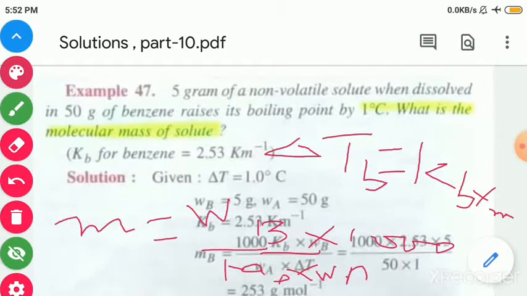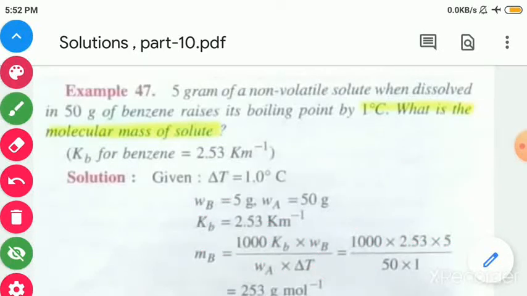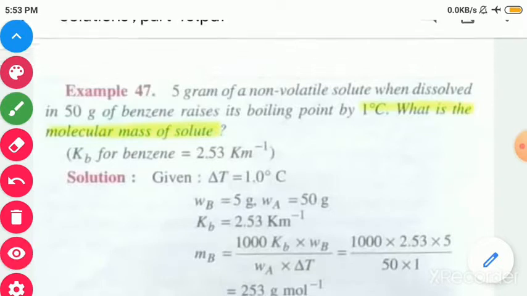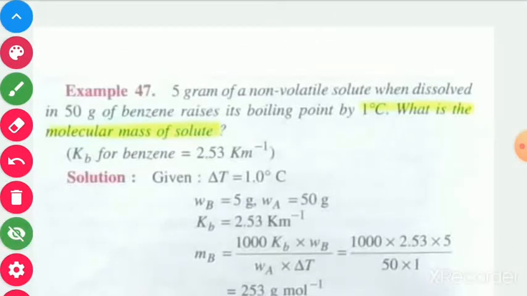So in this question we have to find out the molecular mass of solute. So the molecular mass of solute will be Mb equal to 1000 into Kb into Wb upon Wa into delta T. Here Kb is the molar elevation constant, Wb is the mass of solute, Wa is the mass of solvent, and delta T is the elevation in boiling point. Here elevation in boiling point is 1 degree Celsius. So Mb is equal to 1000 into Kb.